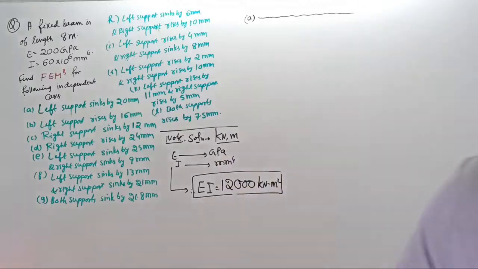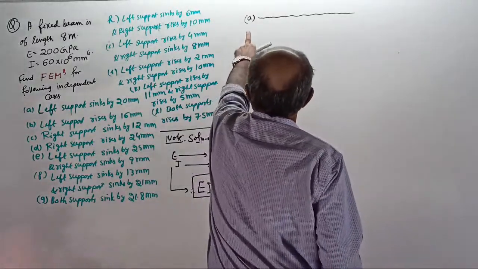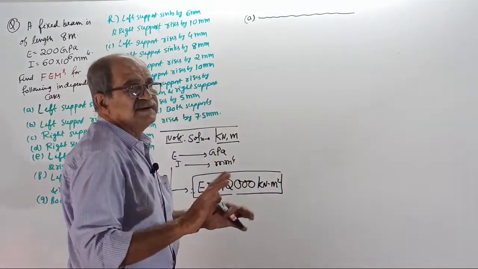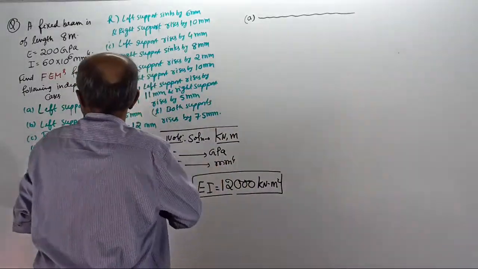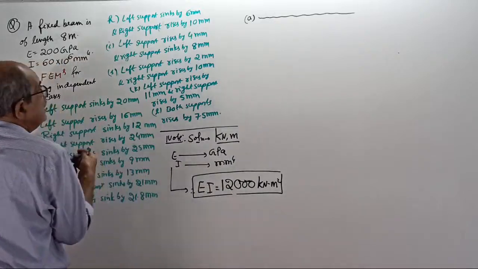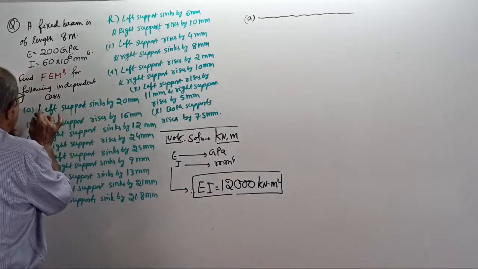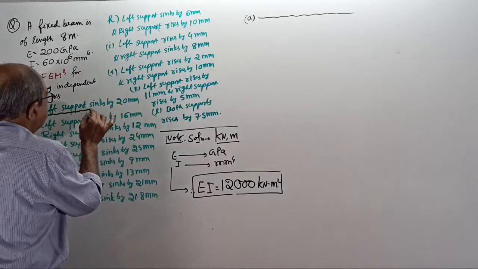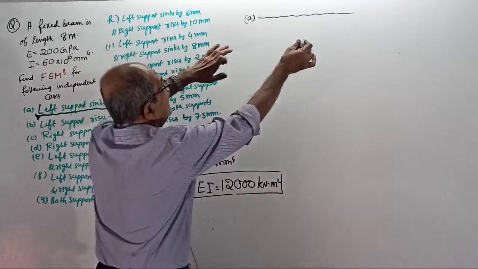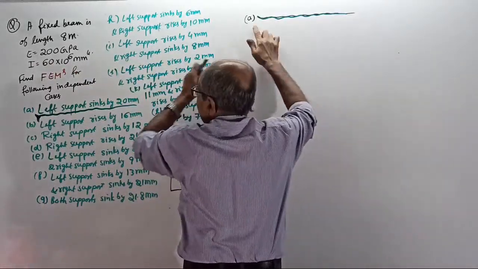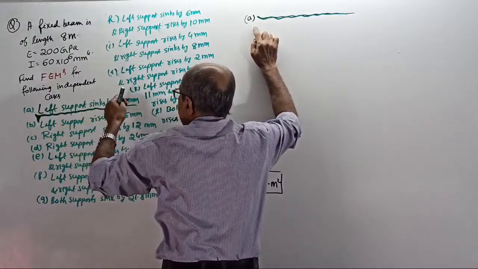Okay. Now, start one by one. See, A. I do not want to waste time here. So you should write whatever statement is there here, otherwise it will not be clear. What statement is written here? A: left support sinks by 20 mm. Whatever I wrote there, you write here. That is, A is left support sinks by 20 mm.